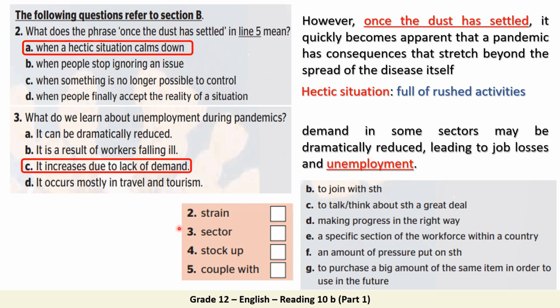The meaning of the word strain, your answer please. Strain is, right, an amount of pressure put on something, and sector means exactly a specific section of the workforce within a country. The meaning of stock up, to stock up is to purchase a big amount of the same item in order to use in the future. To couple with means, right, to join with something. Excellent work.